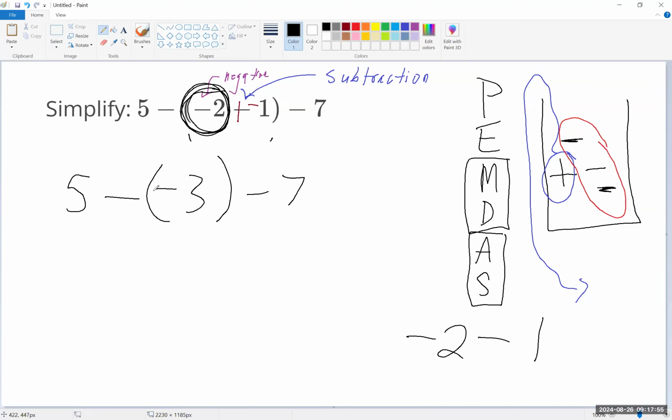There's probably a nice visual way to do this one, but I'm gonna do it the fast way now, just to get finished getting through it. So this is 5 plus 3. If you have two minuses, you change them to pluses. This is 8, take away 7, and you get a 1.